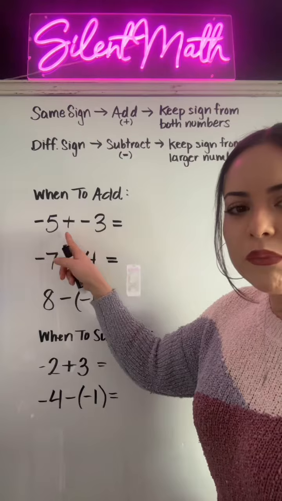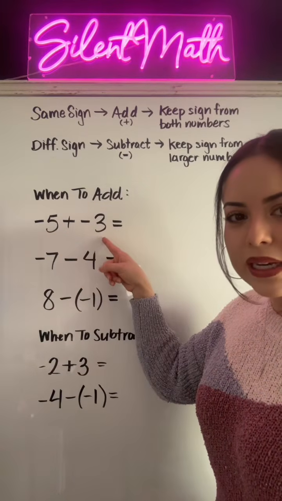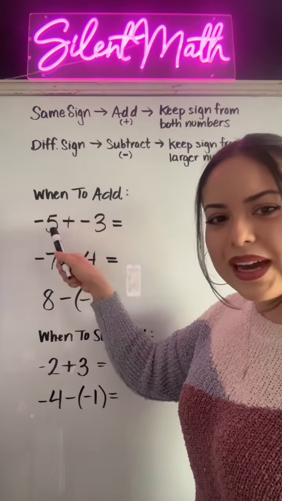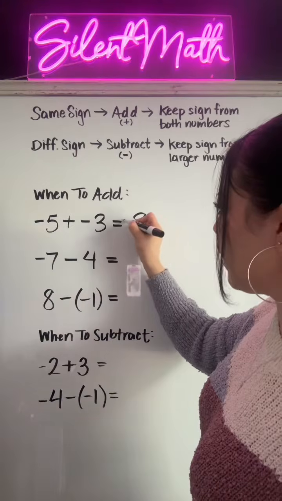We have -5 plus -3. This first number is negative. This second number is negative. Same sign, add. You're going to add 5 and 3, which is 8. Since both of them are negative, your final answer is negative.